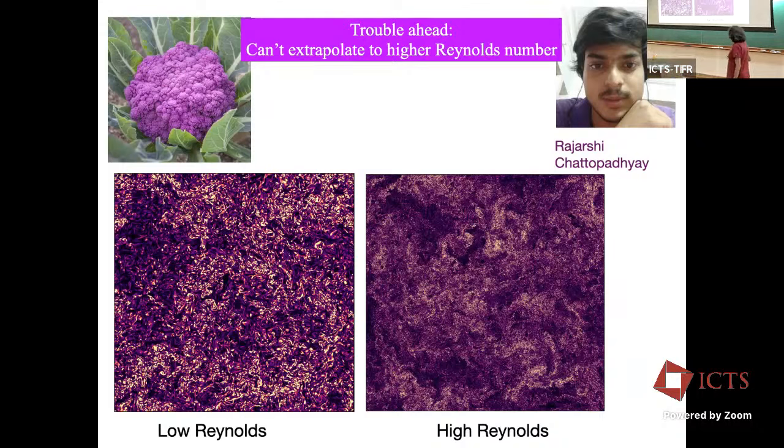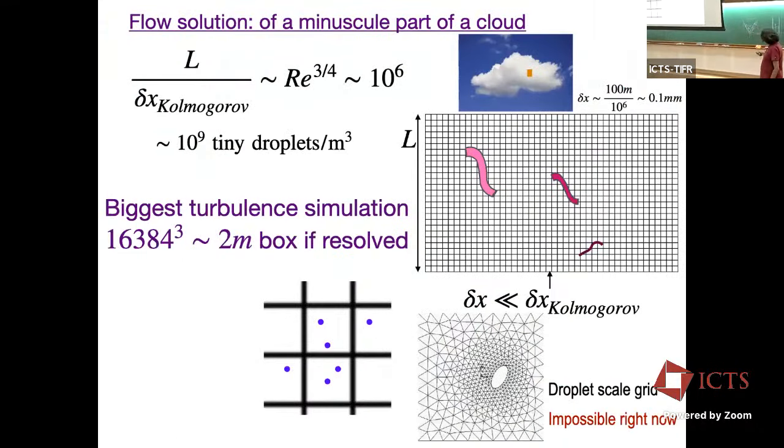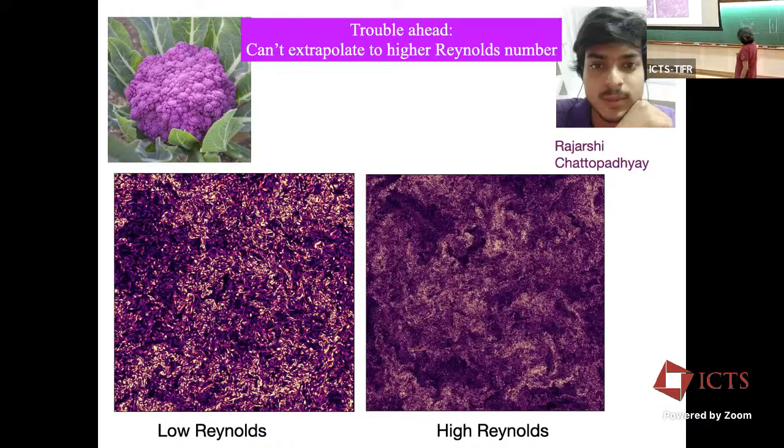So that means that at higher and higher Reynolds number, you have thinner and thinner, more and more powerful vortices occupying less and less dimension as you go down and down in scale. This makes it practically impossible to extrapolate.